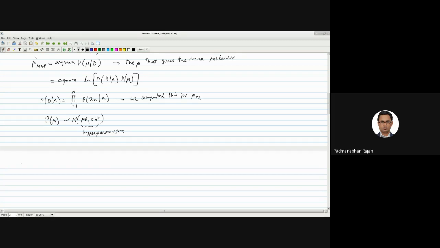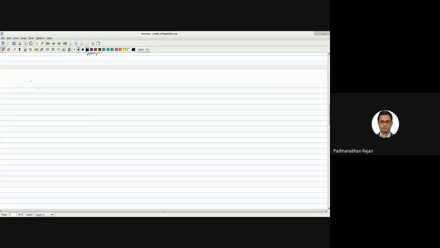So finally, the posterior P of mu given D becomes the product over i equals 1 to n of P of xn given mu, into N of mu naught, sigma naught square, divided by P of D. This is what we are going to estimate.